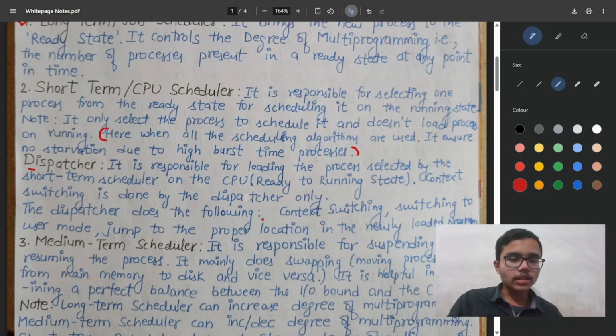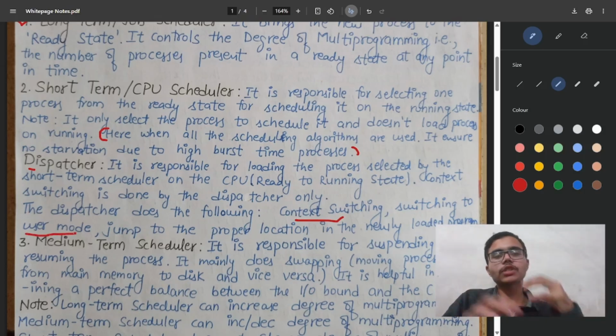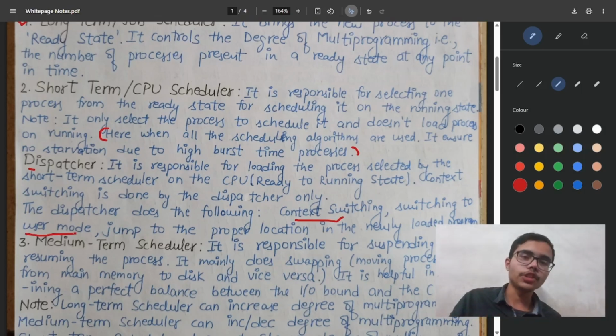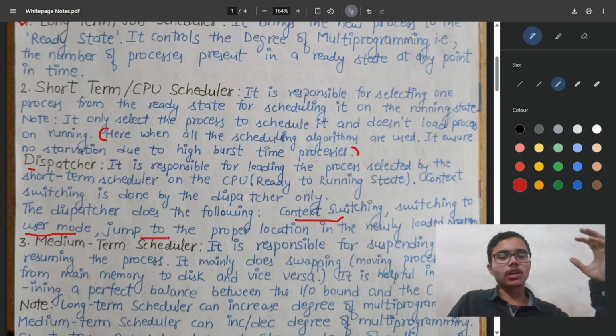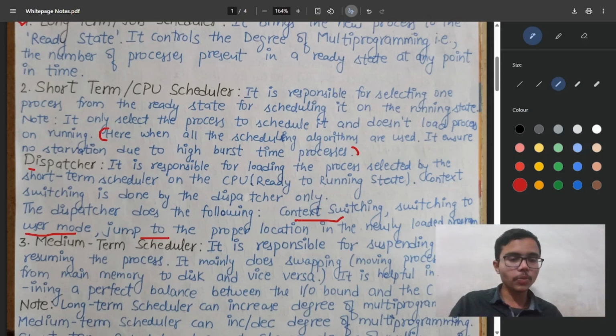So the dispatcher does the following. This is important, one PYQ comes from this. What is the work of the dispatcher? In an MCQ, context switch is done by the dispatcher. Switching to user mode: many people don't know that the processes which are switching are done in which mode? The user mode. Jumping to the proper location in the newly loaded program is also done by the dispatcher. That means the process which is going to run next jumps to the proper location of that newly loaded program. These are points you have to know.